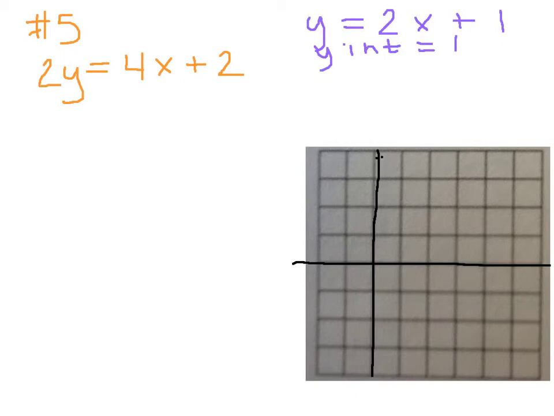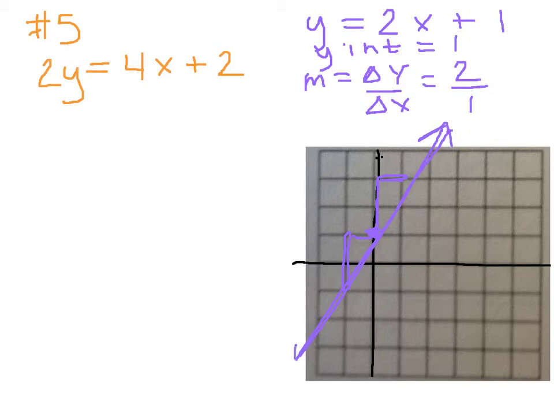And now I'm going to go back, grab the purple, and my y-intercept is 1. So there's my y-intercept right there. And now my slope, which once again is the change in y over the change in x, is equal to 2, which I'm going to write as 2 over 1. So I'm going to go up 2 and over 1. I'm going to connect those dots now, and there's my graph. So there's my purple line.